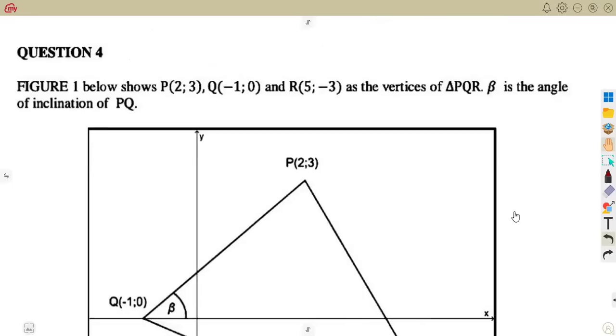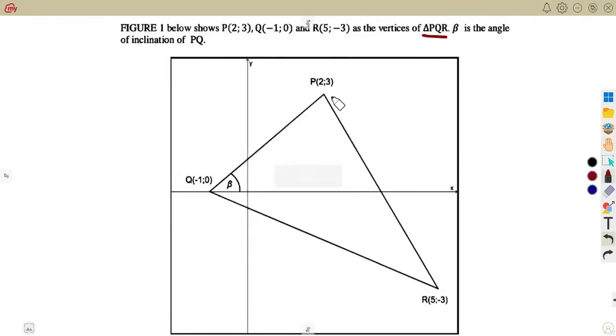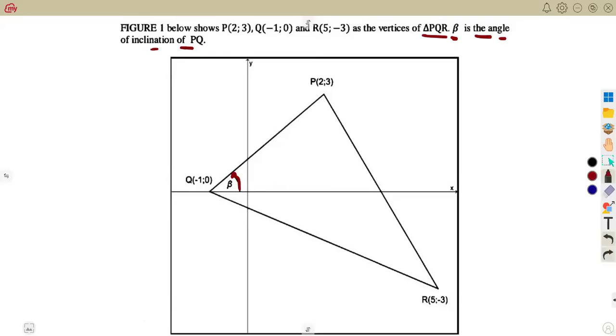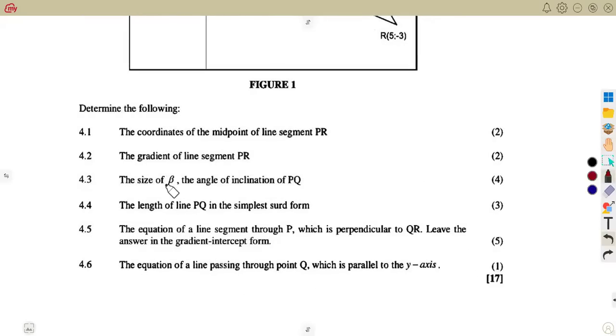Question number 4, you're given below. Here on this Fig 1, it shows points P, Q as vertices of triangle PQR. So it's a triangle, this one, all right? That's PQR, okay? Then we've got beta is the angle of inclination of PQ, this line PQ, and as you can see, our beta there is the angle of inclination between the x-axis and the line, which is exactly true. Very true. Let us consider our questions.